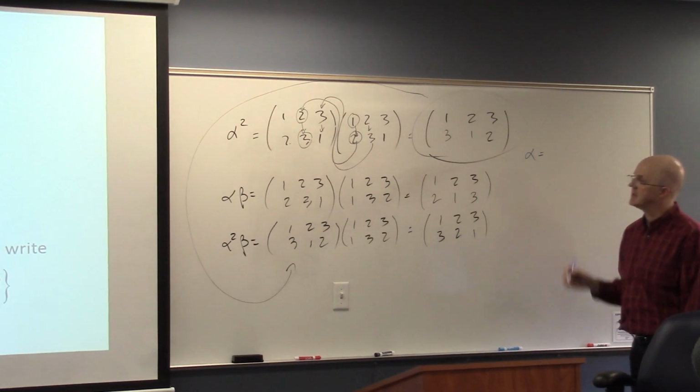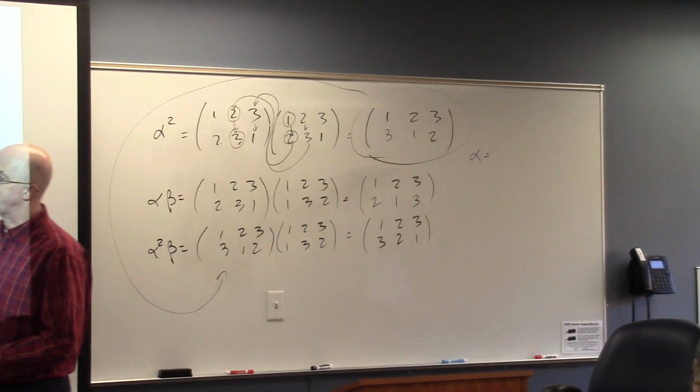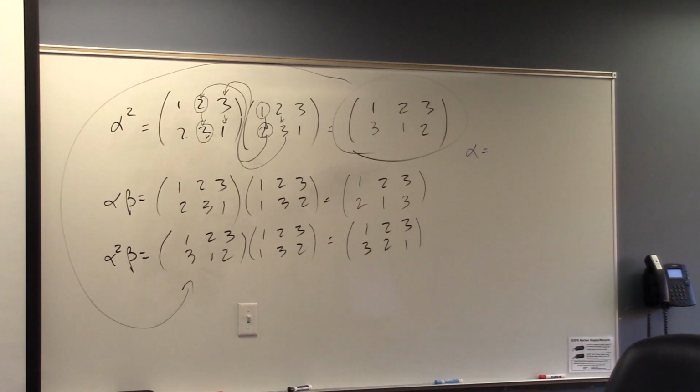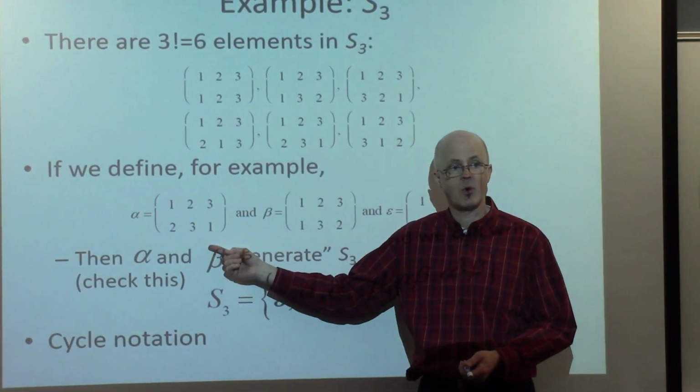Alpha in cycle notation. It's a shorter notation. It focuses on the fact, come back over here, that with alpha, 1 gets mapped to 2, and 2 gets mapped to 3, and then 3 gets back to 1, so you're cycling.